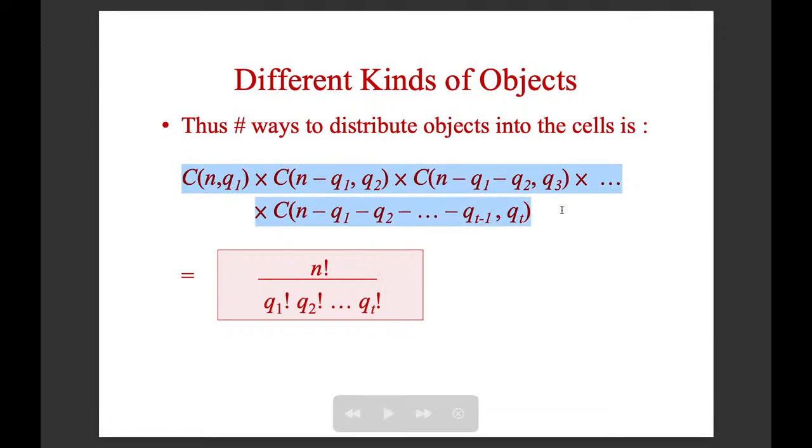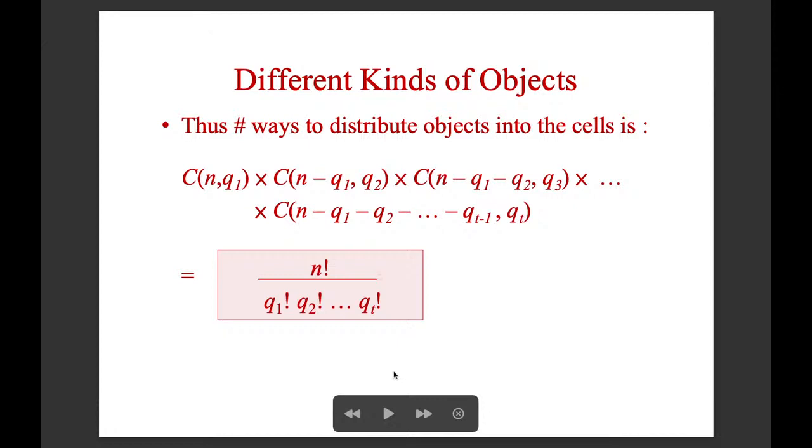Because we now know the formula for n choose r, we can plug in the formula for each one of them, and then we see a lot of cancellations, and finally we still get this result. So this is a different interpretation of the same thing as we studied before.